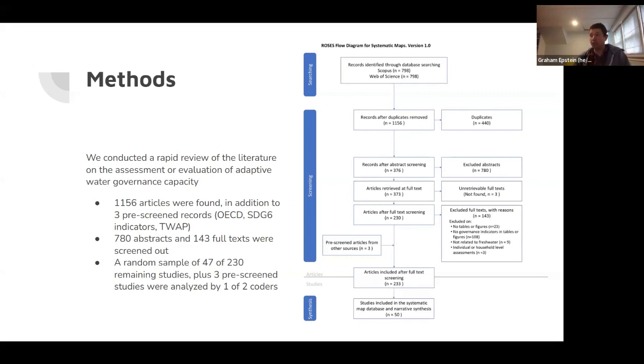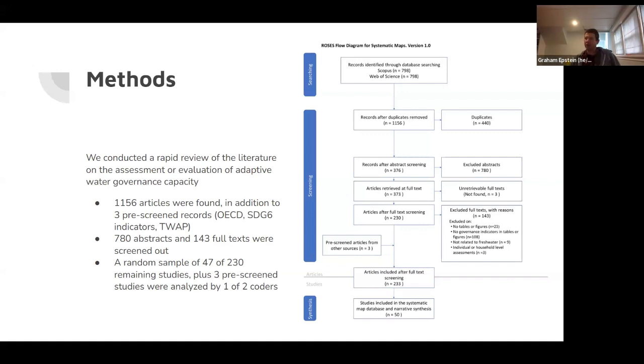And then we screened all the full text, and we excluded for a variety of different reasons, because we were focused on indicators, and often quantitative indicators. We did exclude papers with no tables or figures. We used that as a tool to enable more rapid screening. Again, that is one of those shortcuts we took as part of a rapid review.